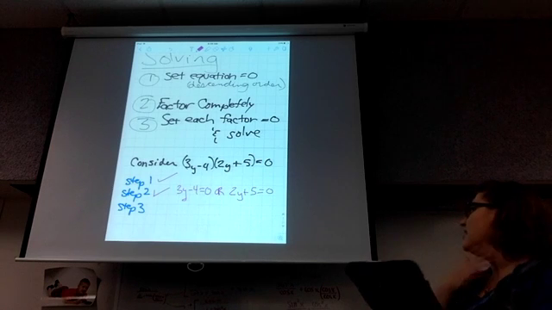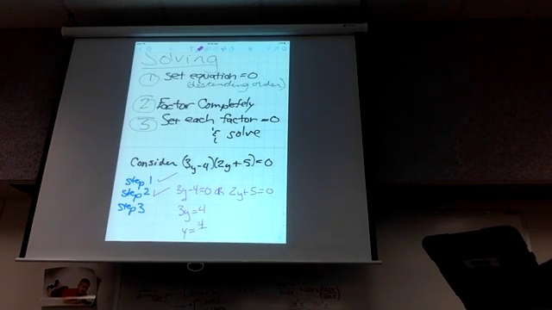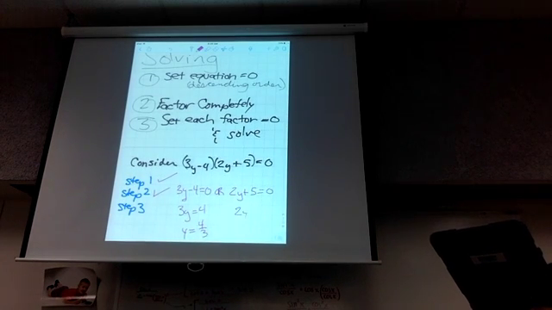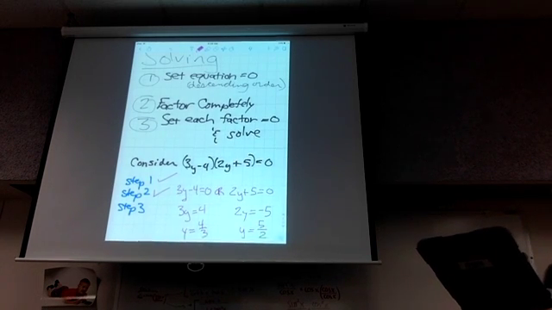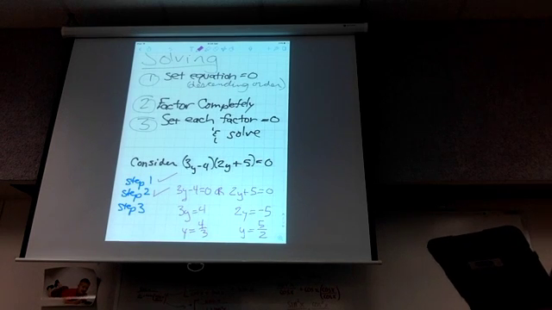So then we solve it like we normally would. We're going to add the 4 over and divide by 3. We subtract the 5 over and divide by 2. So you could write this as improper fractions, you could write it as mixed numbers, you could write it as decimals. That's really up to you. So 1 1/3 or negative 2 1/2.